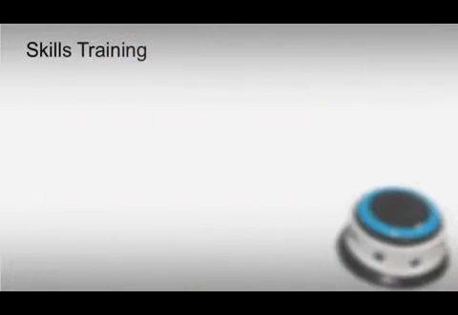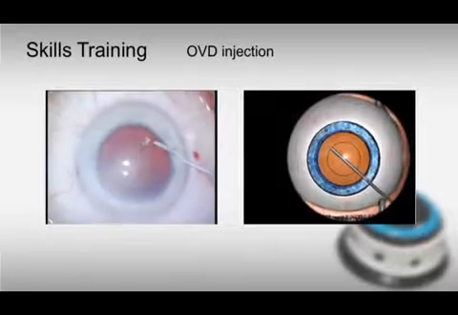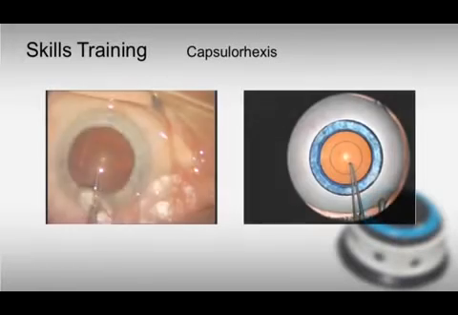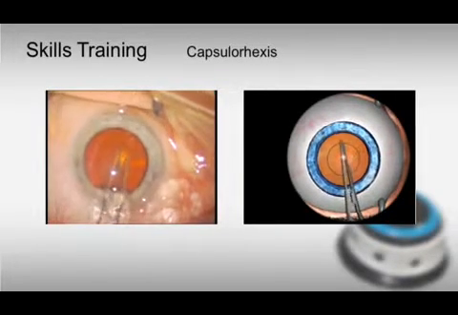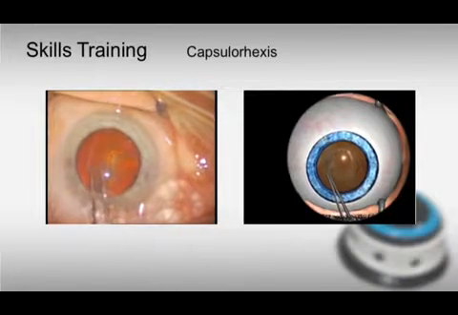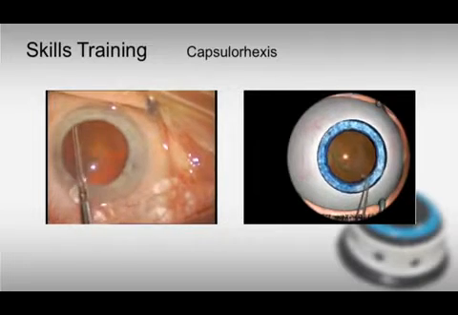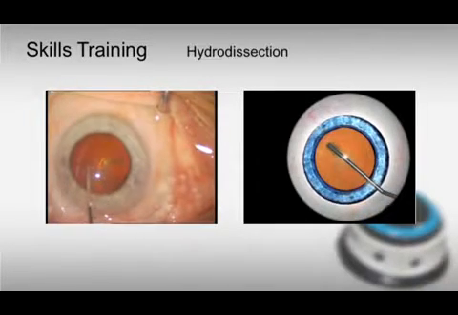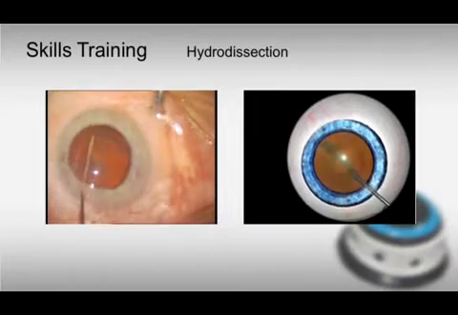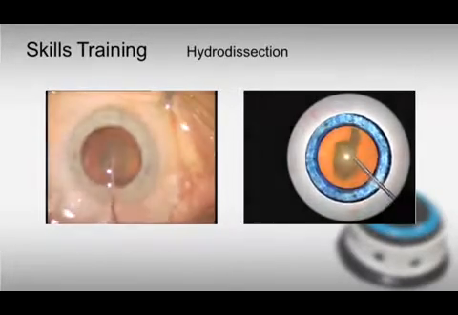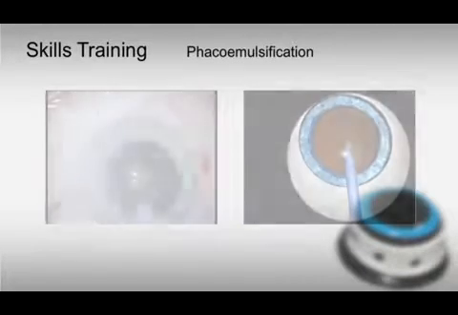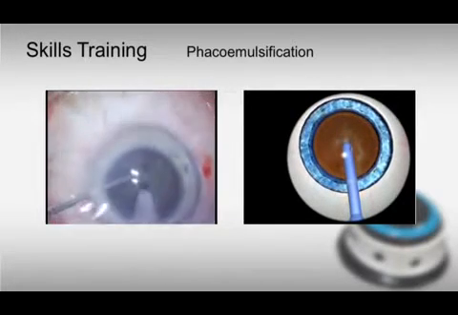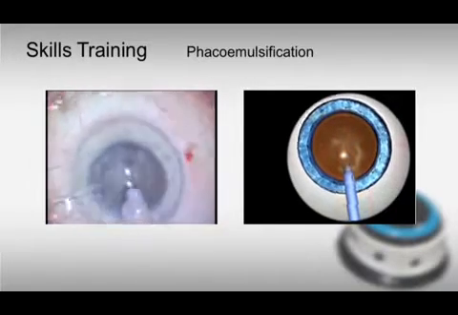Afterwards, different steps of a cataract surgery can be performed. First, OVD injection. Capsulorhexis. Please compare the real situation versus the virtual simulation. Hydrodissection, including rotation of the nucleus. Finally, phacoemulsification, including divide and conquer technique. And quadrant removal.